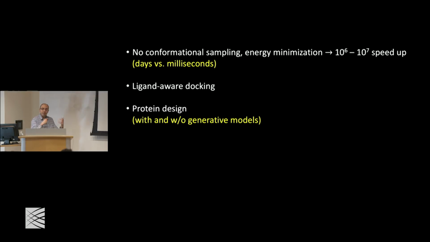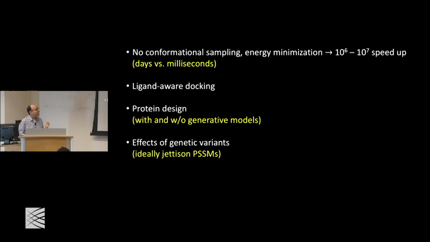I think coupling this with various generative approaches would be a very compelling thing as well. Effects of genetic variants, that's another issue where I think things like co-evolution models are maybe not as effective because of this issue of being MSA-based. And ideally, I think one would like to even get to the PSSMs and just have the prediction be done on an individual sequence, but we're still not quite there yet.